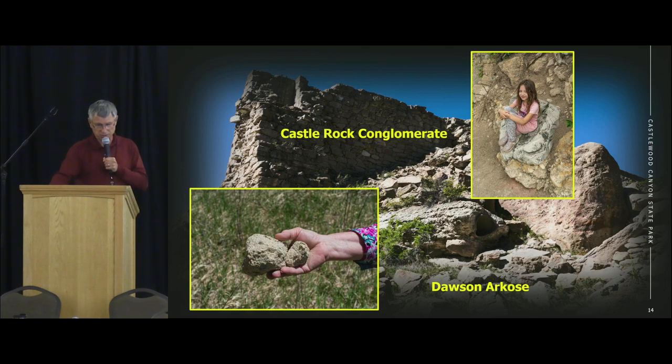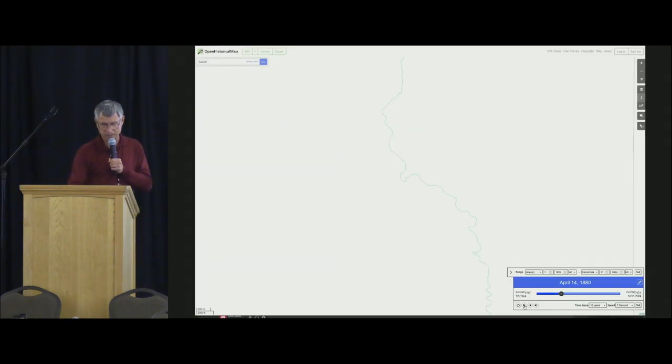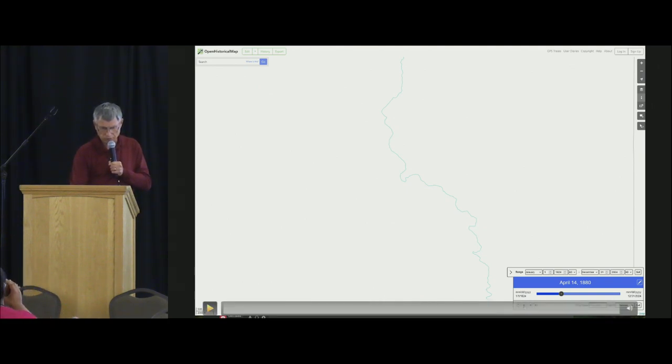You can see in the picture here, when we started taking that picture, that was one pebble or one piece of rock, and it broke just holding it. So it's very soft, and especially when it gets wet. So that's probably what led to the dam collapse. We can show this series of events here.